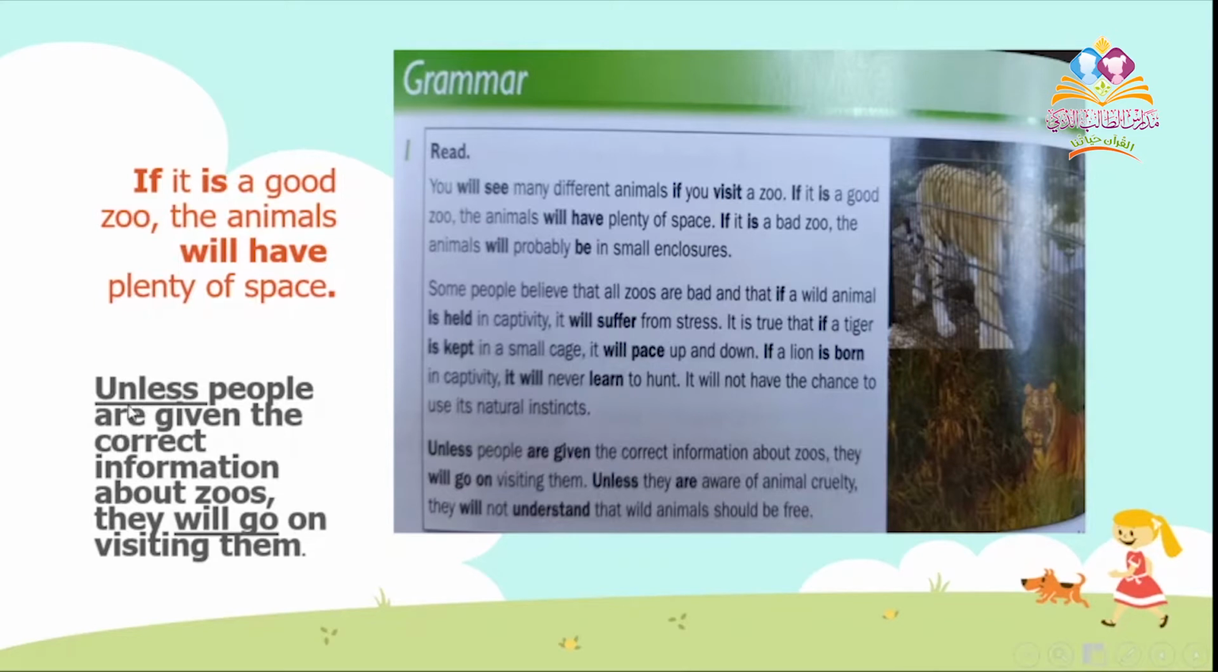Read this sentence with me. Unless people are given the correct information about zoos, they will go on visiting them. Here, the same with unless. It takes after it present simple here and then future in the second sentence. The rule is the same as if, but the difference is in meaning. If we can consider it the opposite of unless.